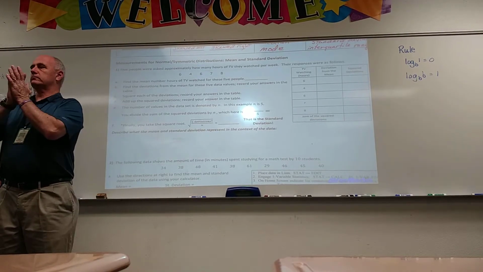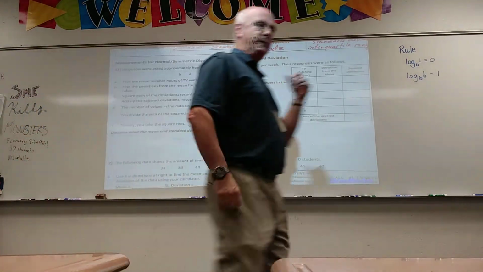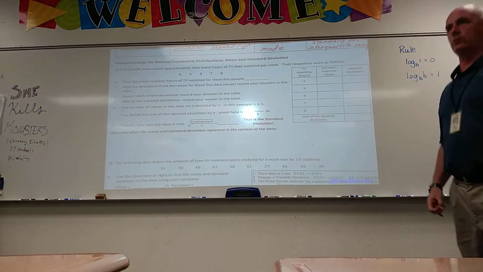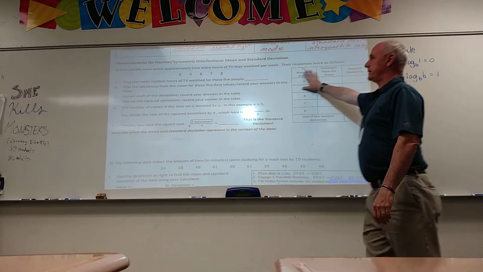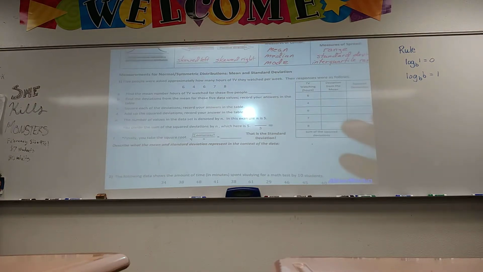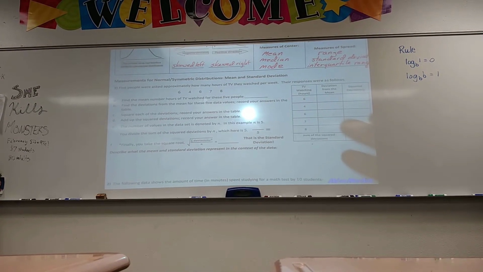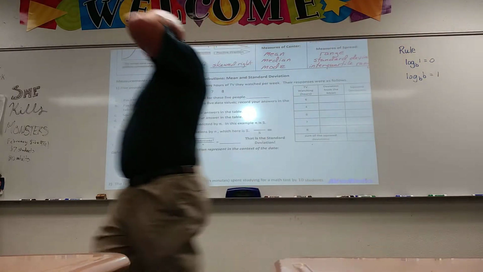All right, so, I need to pick up the pace here, so I need less chatting and more on math, okay? All right, 5 people were asked approximately how many hours of TV they watch per week. Their responses were as follows: 6, 4, 6, 7, 8. Find the mean number of hours of TV watched for those 5 people. Go.